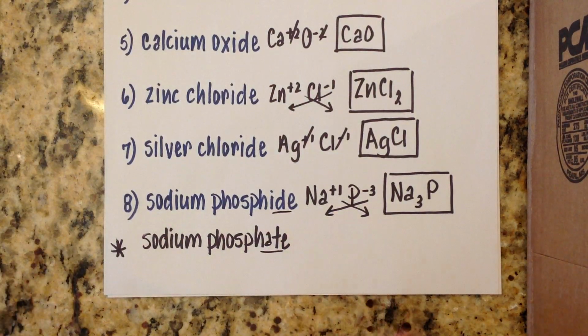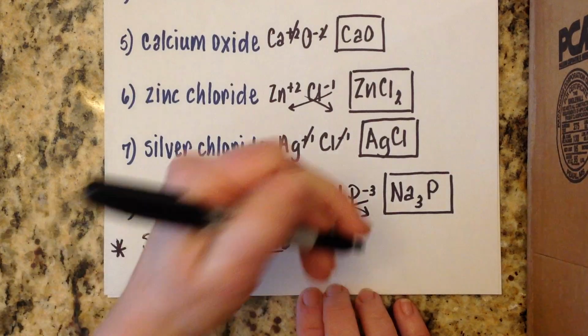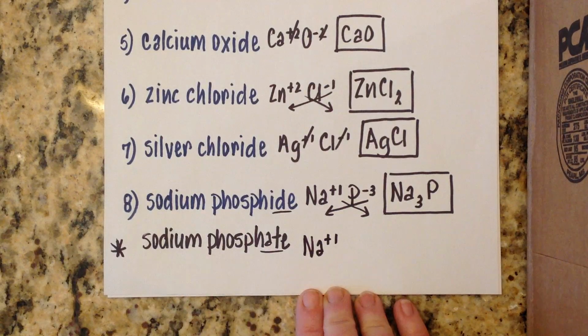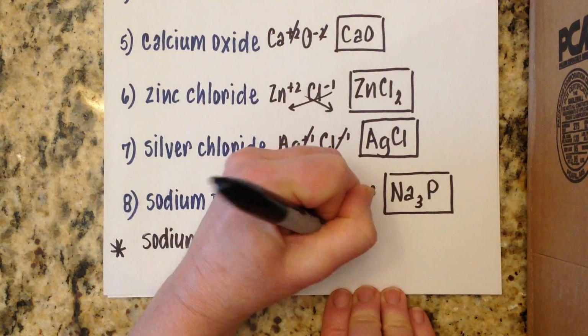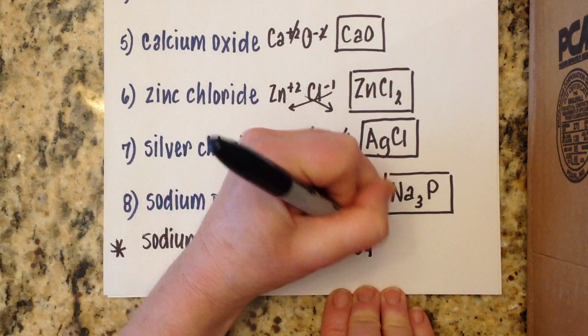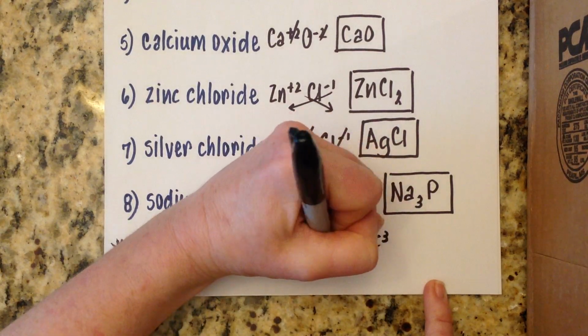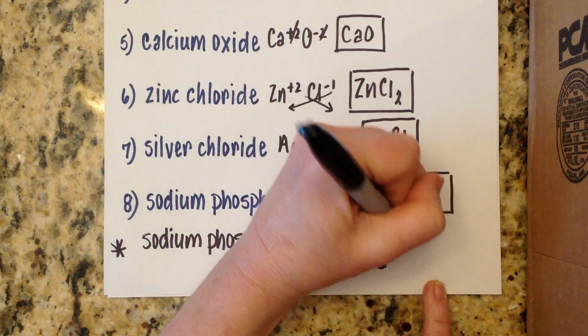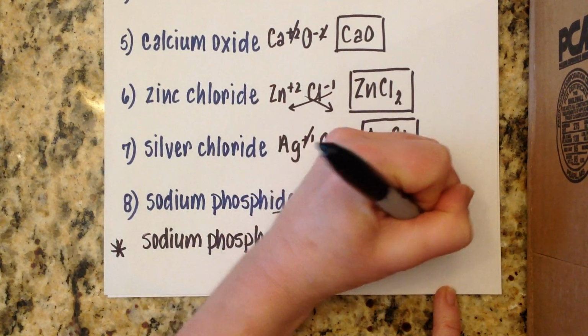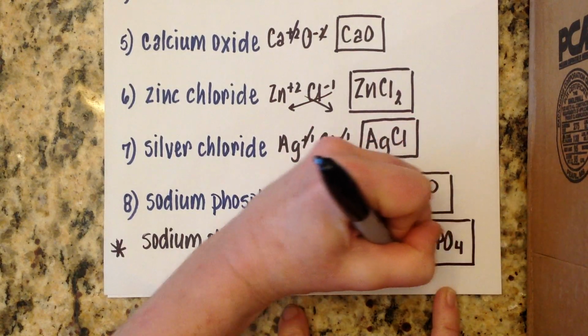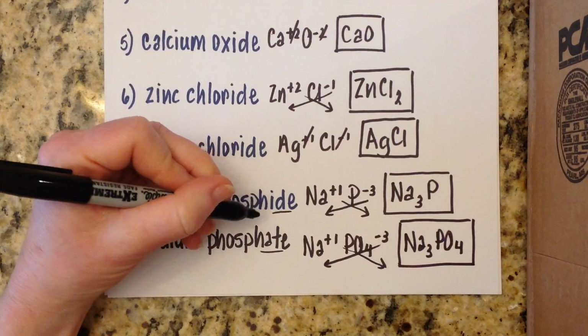This is why it's so important you know these polyatomic ions, because if you write this one, again, sodium's a +1, no problem. But phosphate is not an element. Phosphate's a polyatomic ion that you need to be able to recognize really quickly. And that is going to be PO4 -3. We're still going to crisscross the same way, and that's going to be the next step, but it's going to be Na3PO4. So there's a big difference between ide and ate.